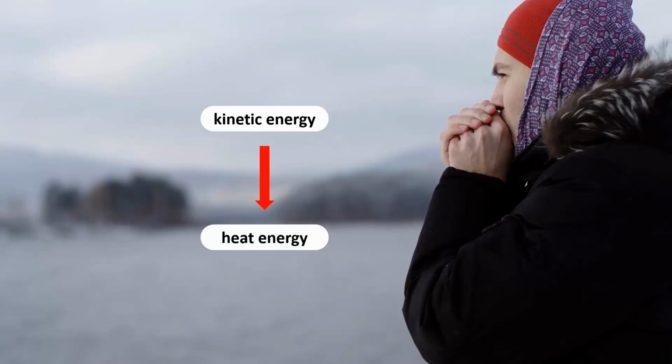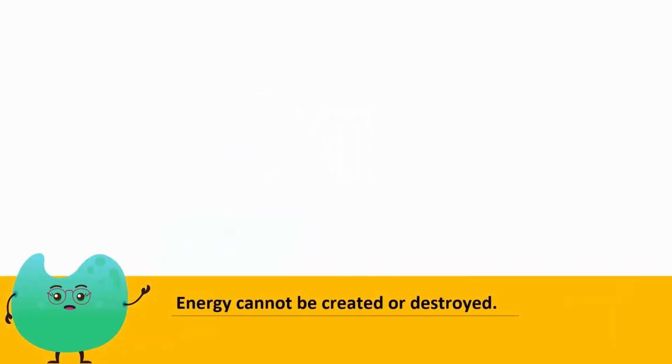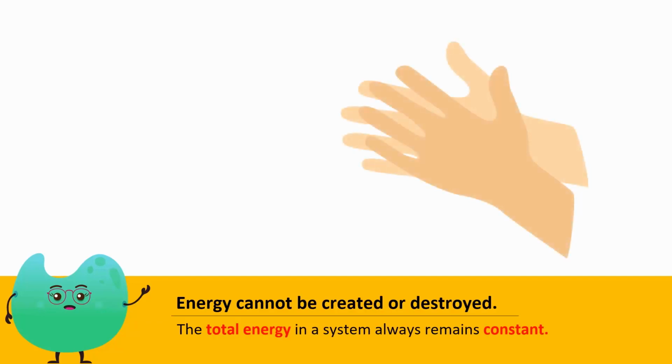Now, we are going to learn another property of energy. Energy cannot be created or destroyed. This means that although energy can convert from one form to another, the total energy in a system always remains the same. When we rub our hands, the kinetic energy is converted to heat. It is not destroyed. Similarly, the heat energy comes from the kinetic energy. It is not created. However, the sum of the kinetic energy and heat energy will remain the same.